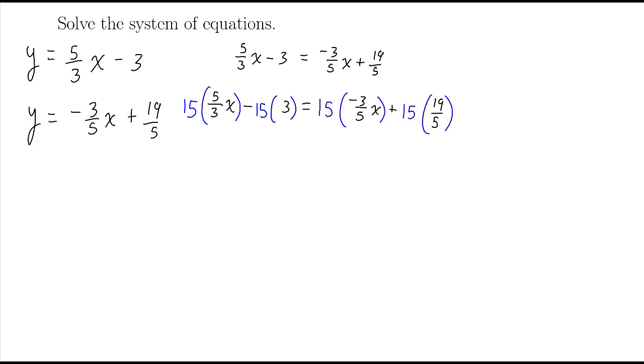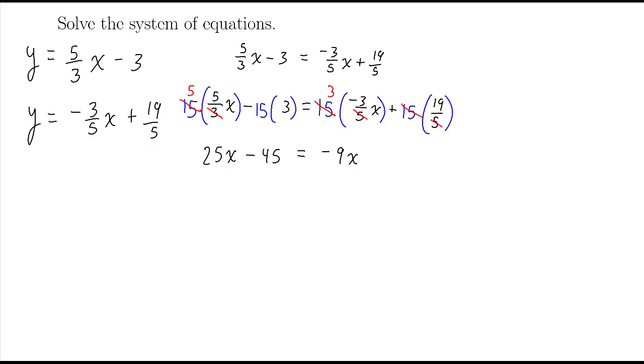Remember, whenever you're multiplying a whole number by a fraction, you can divide by the denominator first and then multiply by the numerator. That actually works out better in this scenario. 15 divided by 3 is 5. 5 times 5x would give me 25x. 15 times 3 is going to be 45. 15 times -3/5x, well, divide 15 by 5, you get 3. 3 times -3x is -9x.